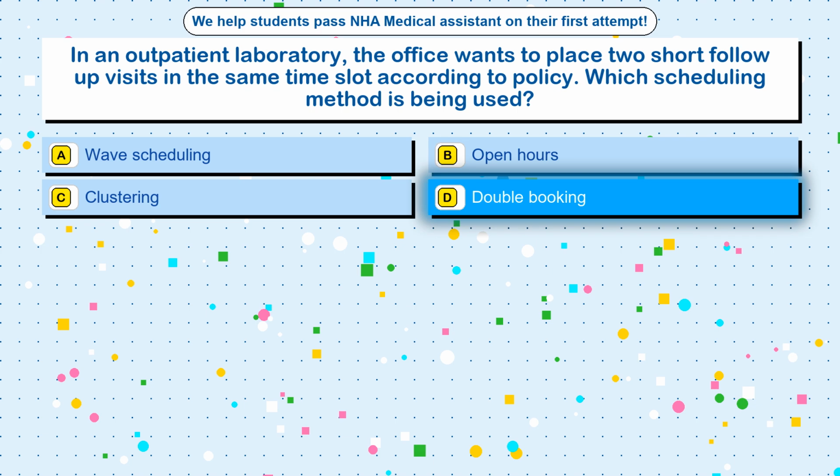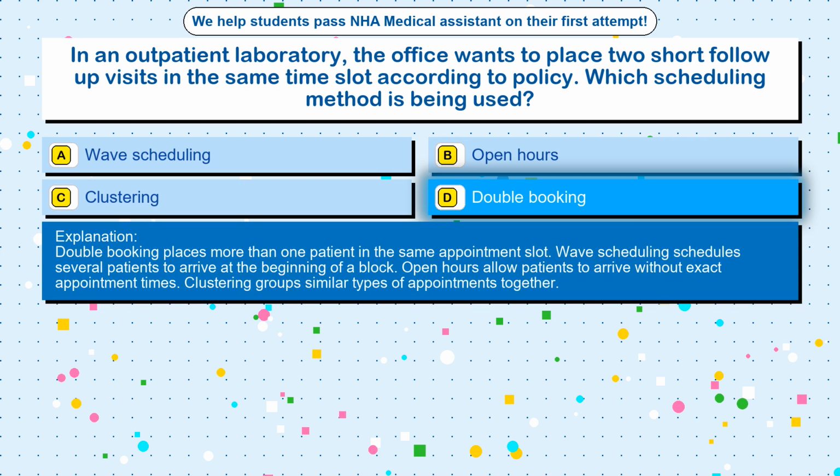Double booking. Double booking places more than one patient in the same appointment slot. Wave scheduling schedules several patients to arrive at the beginning of a block.